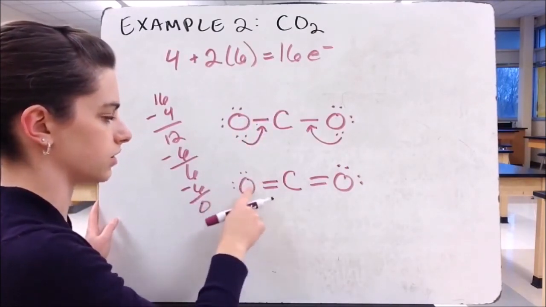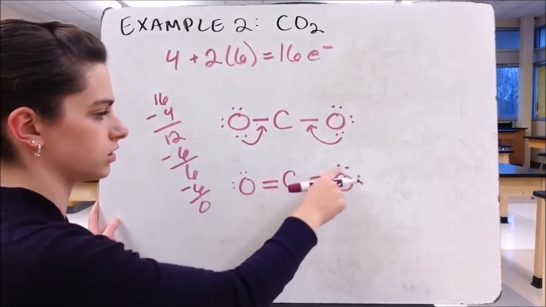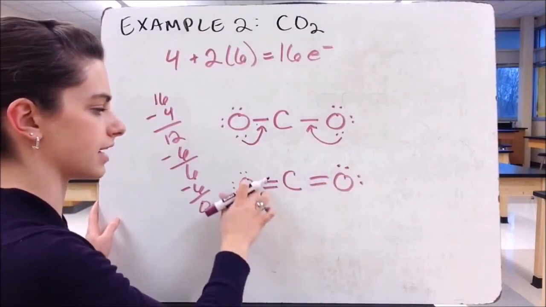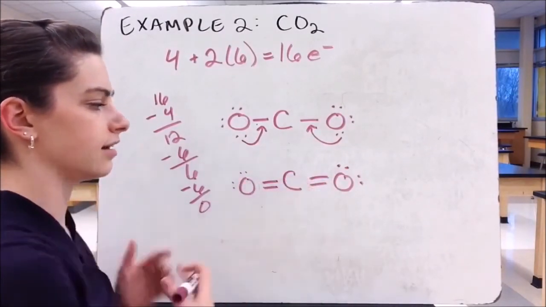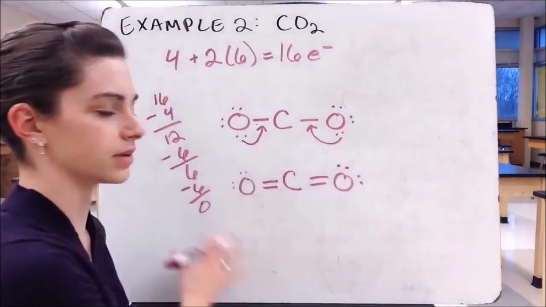So now our oxygens still have 8: 2, 4, 6, 8, 2, 4, 6, 8. But in this case, so does our carbon. Now our carbon has 2, 4, 6, 8 valence electrons. So we've used all of our electrons, and everybody has 8.